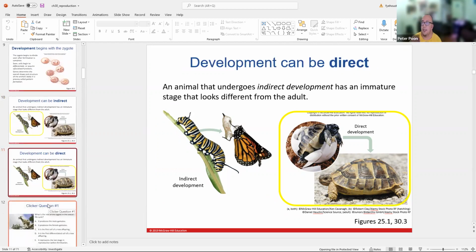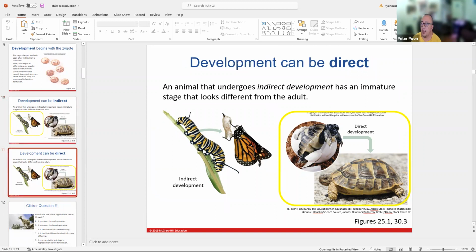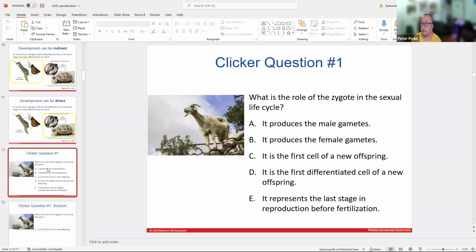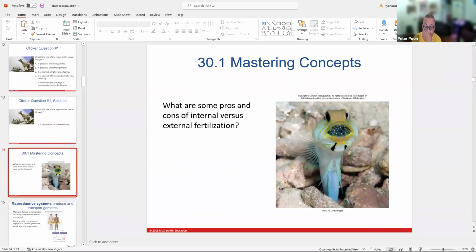Direct development is where each stage of an animal looks like the previous stage. For example, the baby turtle looks more or less like the adult turtle, and there's not a lot of difference between the two. The differences are slight. So, what are the pros and cons of internal versus external fertilization? Make sure you answer that.